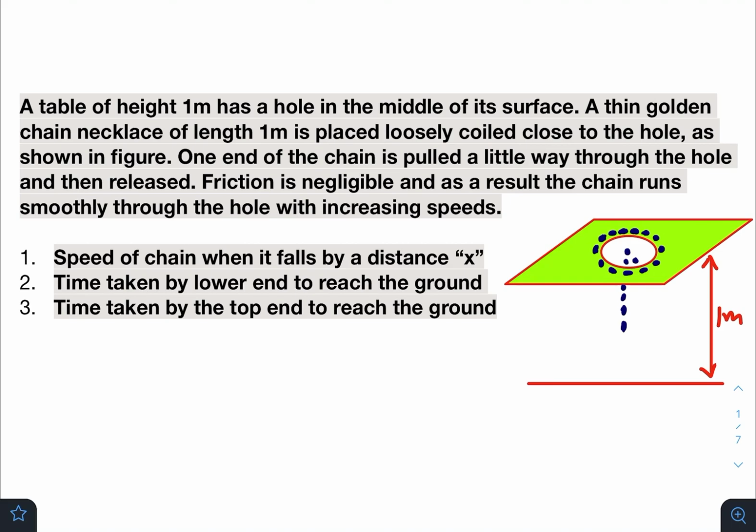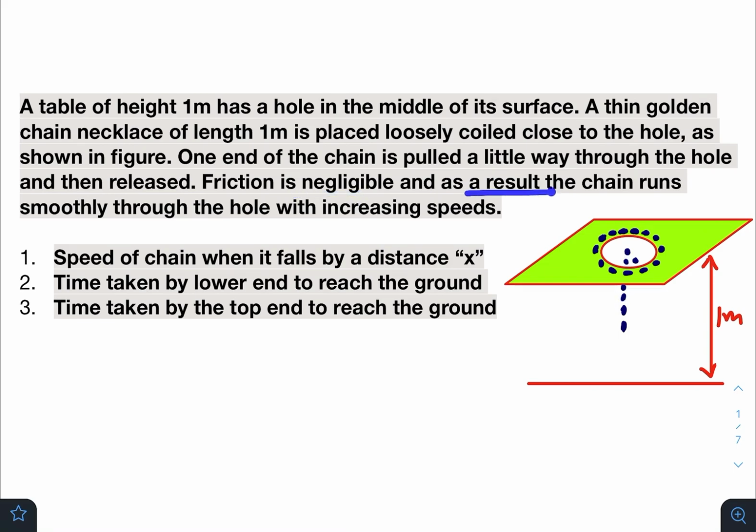And in today's question we have a table of height 1 meter that has a hole in the middle of its surface. A thin golden chain necklace of length 1 meter is placed loosely coiled at the hole as shown in the figure. One end of the chain is pulled a little away through the hole and then released. So one end of the chain is just pulled downwards and then it is released.